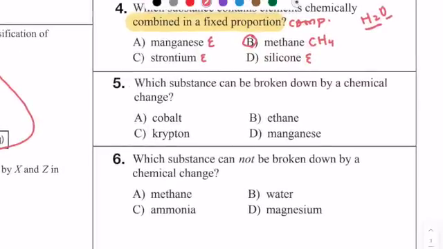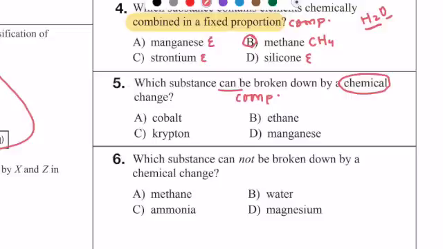Then for number 5: which substance can be broken down by a chemical change? We are talking about something that can be broken down, so this refers to a compound. The reason we said only a compound and not a mixture is that we are talking about separation by chemical means, meaning a chemical reaction needs to occur to break down that thing. Mixtures can be separated by physical techniques, such as boiling, filtration, distillation, all of those techniques.